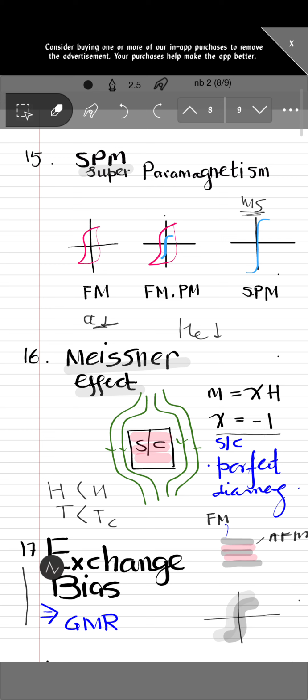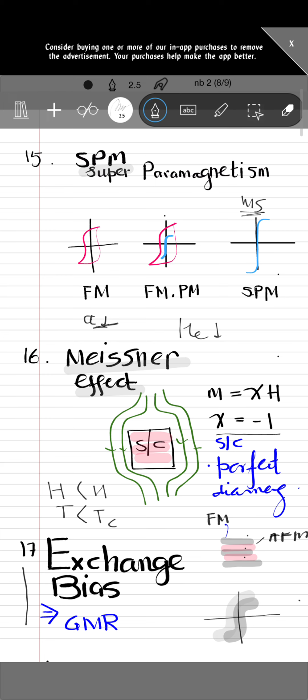Another aspect of magnetic nanomaterials is in the form of thin films. Alternate distribution of ferro and antiferromagnet films may lead to a shift of the hysteresis loop, which is called exchange bias. The shift mainly occurs due to the pinning of magnetic dipoles at the interface.